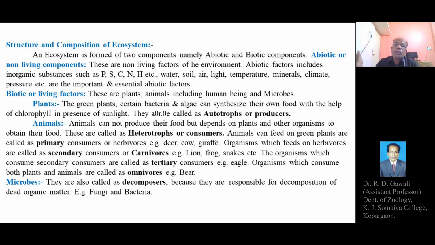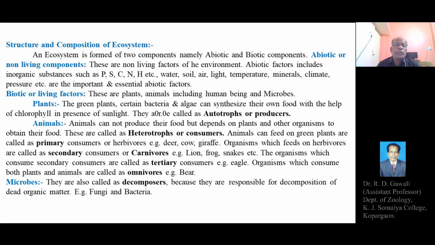Then organisms which feed on the herbivores are called secondary consumers or the carnivores. For example, lion, frog, snakes, etc. So these are the secondary consumers, or can be called carnivores, because these are feeding on the herbivores or the other organisms.